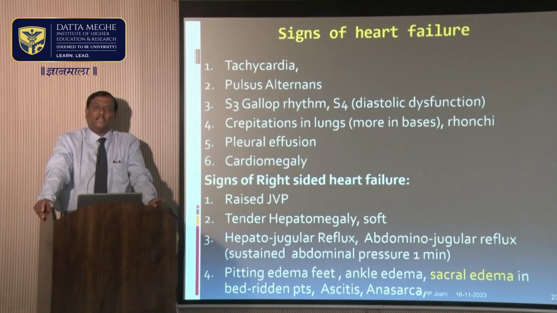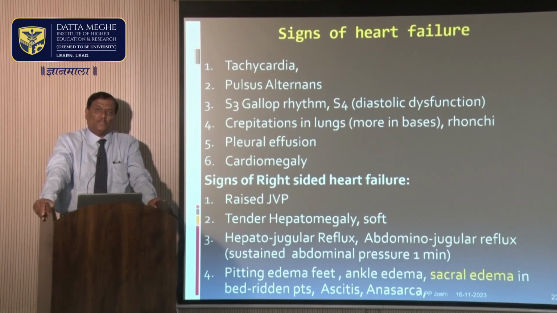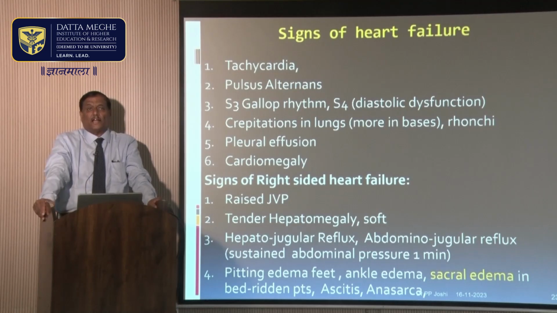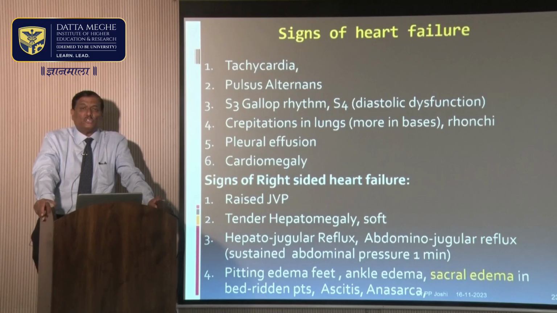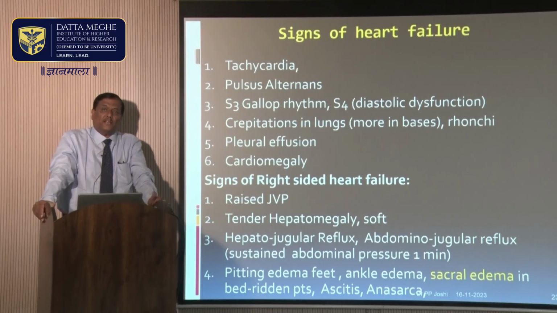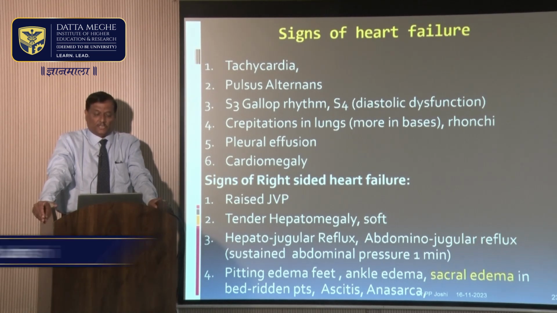And the character of the pulse is pulsus alternans. Pulsus alternans is a strong beat alternating with a weak beat. And why this occurs in left-sided heart failure, or in congestive heart failure, is because it follows what is known as the Frank-Starling's law. What is Frank-Starling's law is that the force of contraction of the left ventricle is directly proportional to the initial length of the contracting fibers within physiological limits.